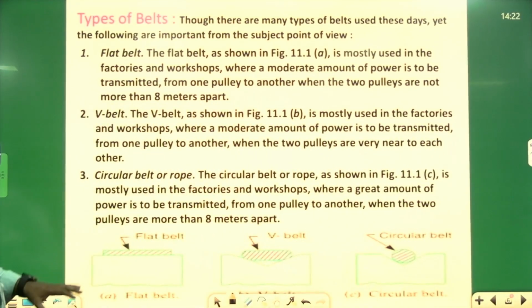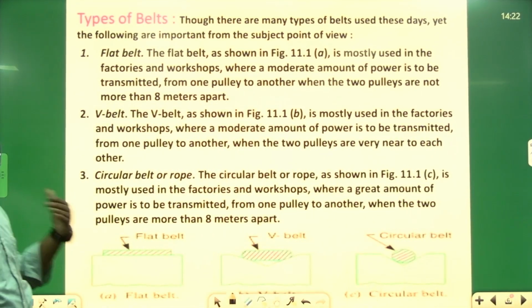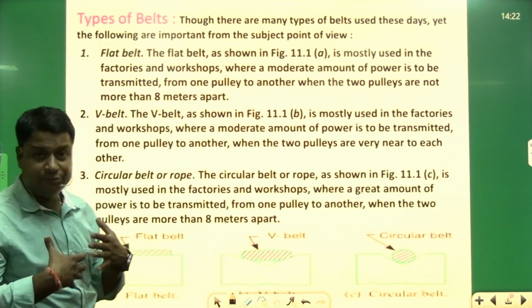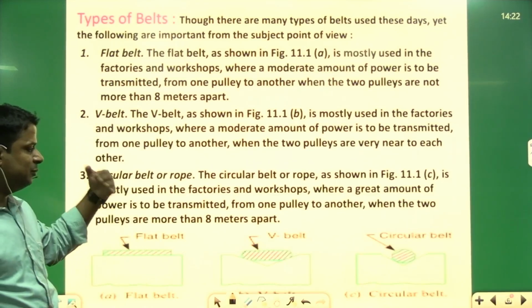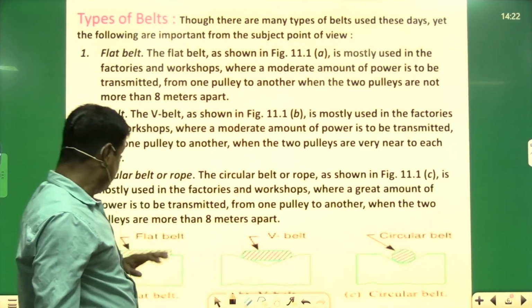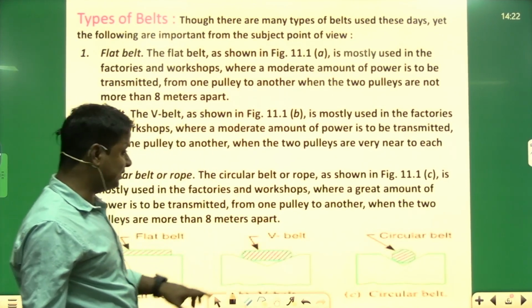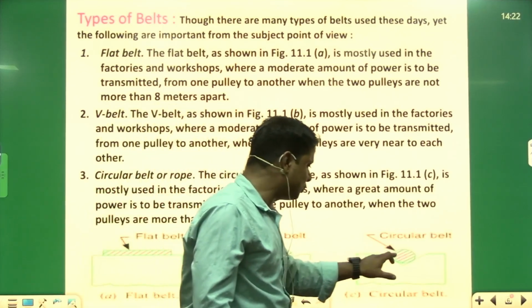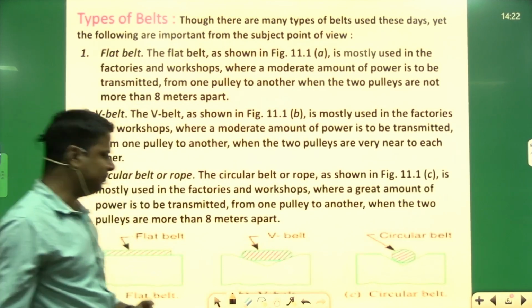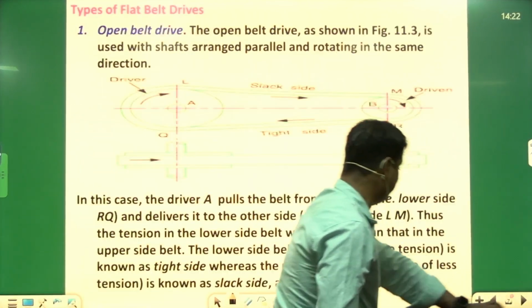And now these are the types of belt. It means the shape of the belt that we are using to drive the motion from one shaft to another shaft. Okay, look here. This is the flat belt drive, this is the V belt drive, and this is the circular belt drive. These are the shapes of the belt. In the next slide we'll see how these shapes work.